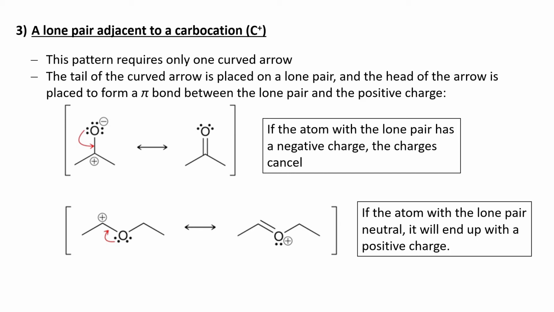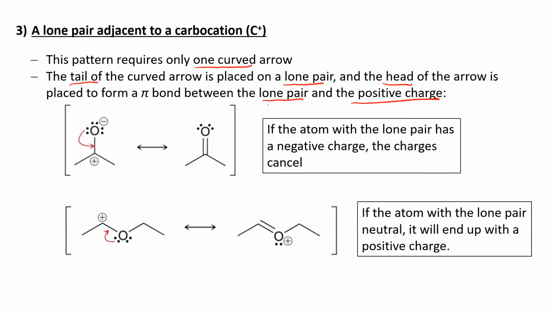The next pattern is a lone pair adjacent to a carbocation. This pattern only requires a single curved arrow. And to draw this pattern correctly, the tail of the arrow should be placed on the lone pair to begin with. And the head of the arrow should always be placed to form a pi bond between the lone pair and the positive charge. Let's take a look at an example.